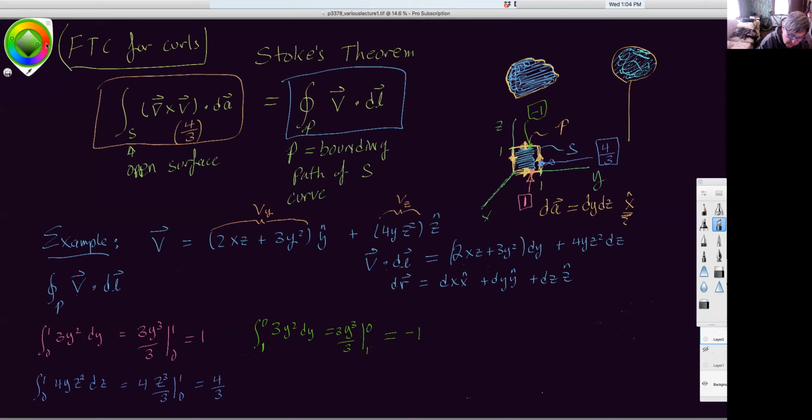And then we have the last one, okay, which is this one here. Okay, and in this one, z goes from 1 to 0. And y is 0 the whole time, and x is 0 the whole time. Okay, so what do we got here? dy is 0, so this term's out. Y is 0 the whole time, so this term is 0. So the integral from 1 to 0 of the term that survives here is the dz term, 4yz squared dz, but y is 0, so this is 0.